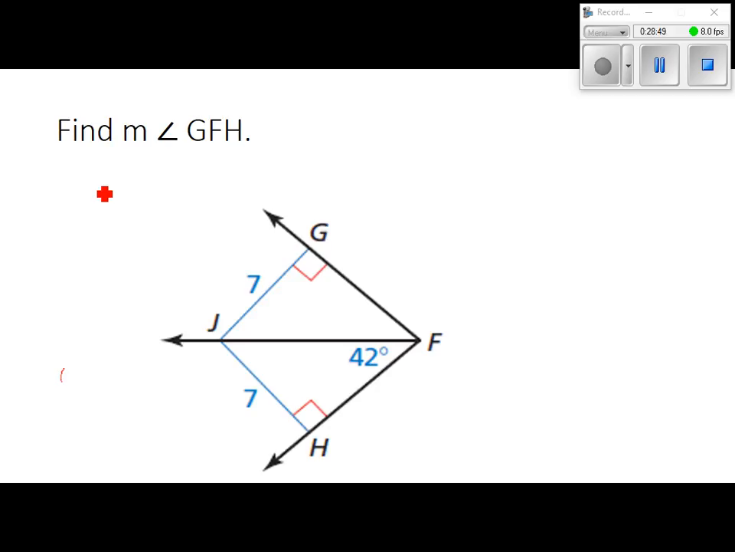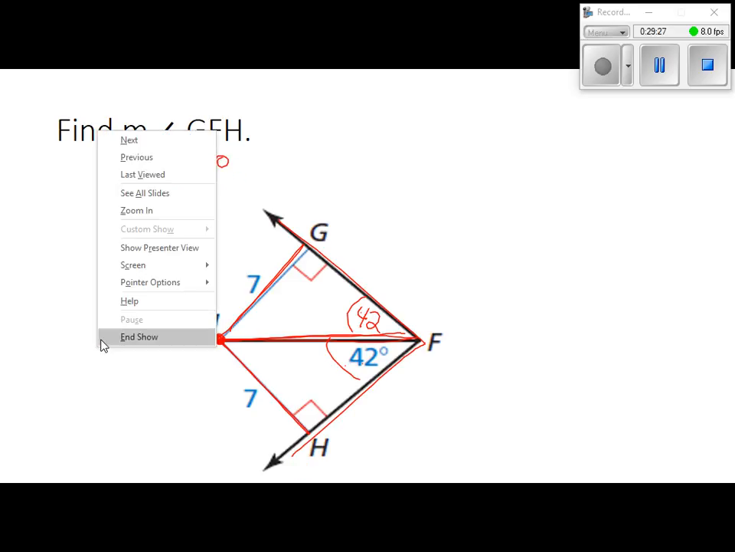What can you tell me in this picture? Is this the angle bisector? Yes, because it's equidistant from G and H. So if we look here, this distance, which is on this ray, is the same as this distance. So is that the angle bisector? What do we know about these two angles? They're congruent. So if this is 42, what's this one? 42. Now they ask us to find angle GFH. How much is angle GFH? You have to add them together and you get 84 degrees. Boom, Teresa.